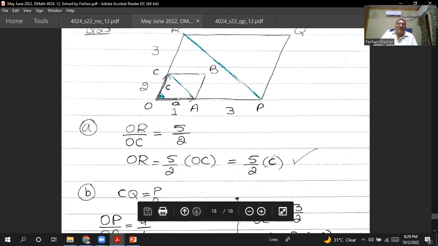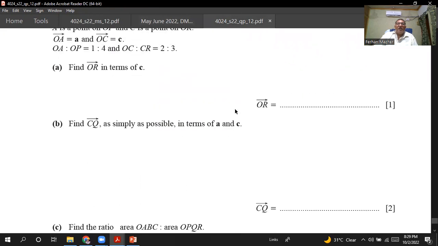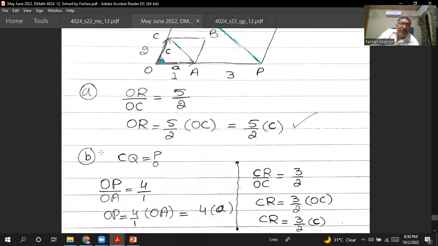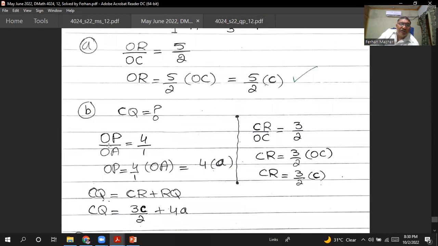So this is how you will find this. Then their question is: find the value of CQ. Find CQ as simply as possible in terms of A and C. Okay, so I want to find out the CQ. The CQ is question, so the OP divided by OA.